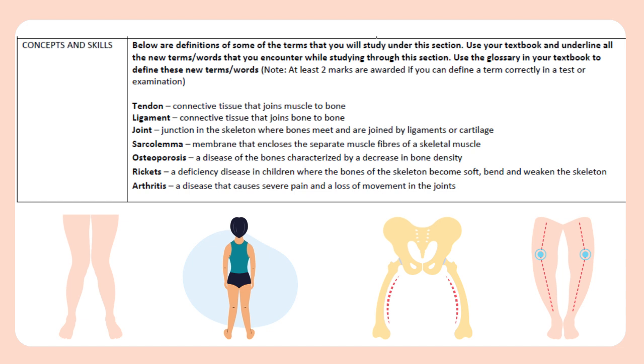Osteoporosis, a disease of the bones characterized by a decrease in bone density. Rickets, a deficiency disease in children where the bones of the skeleton become soft, bend and weaken the skeleton. Arthritis, a disease that causes severe pain and a loss of movement in the joints.